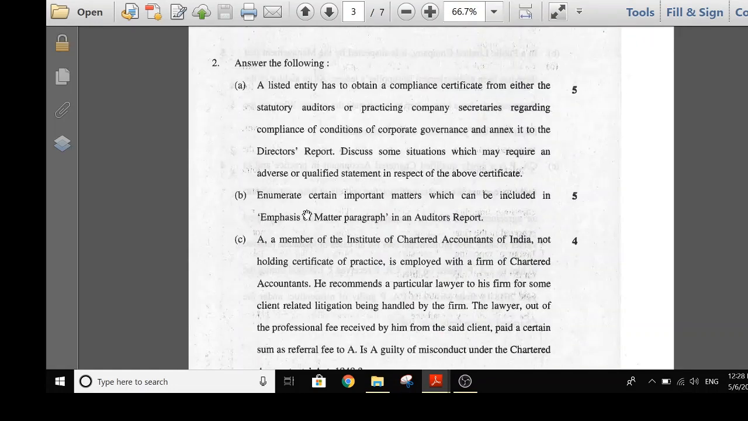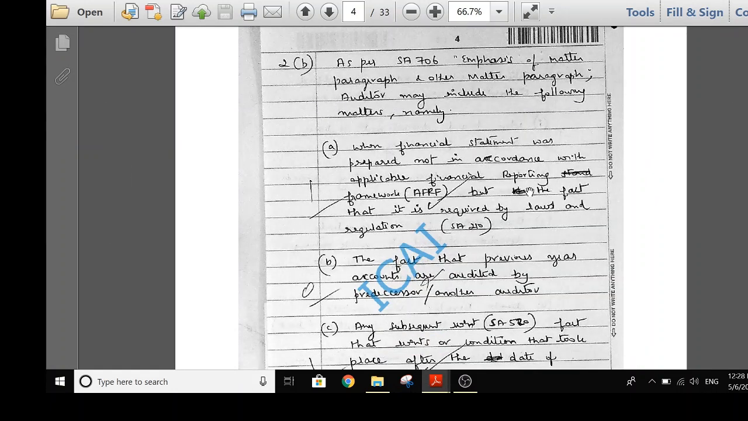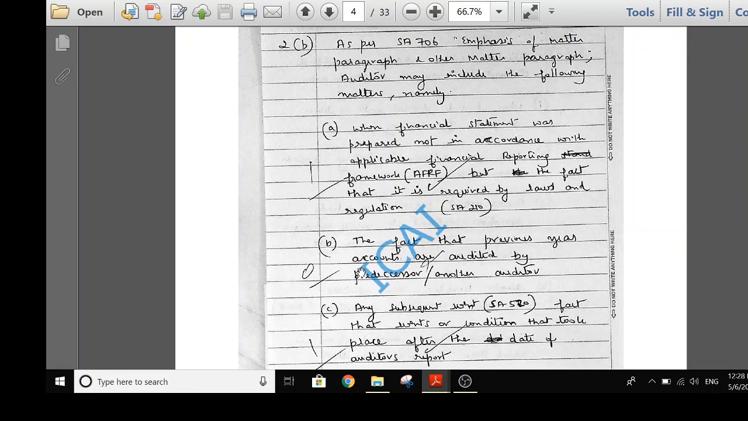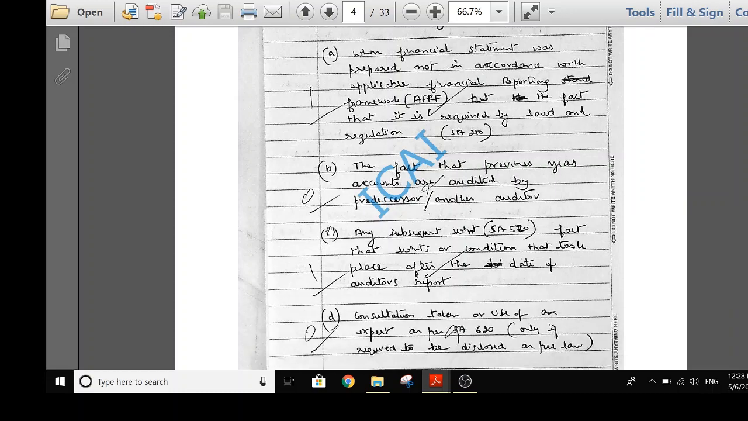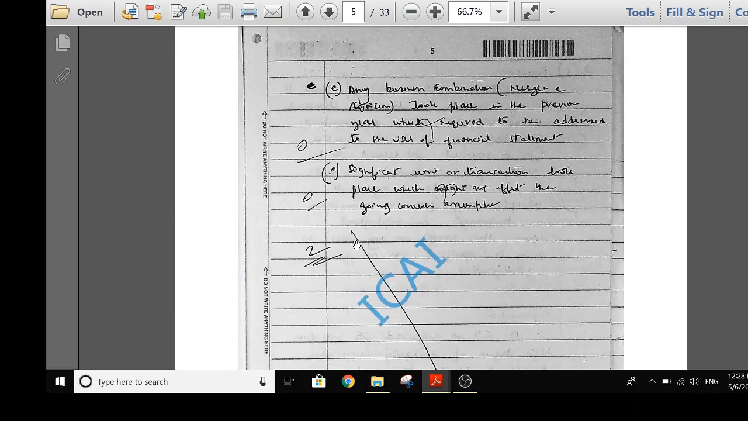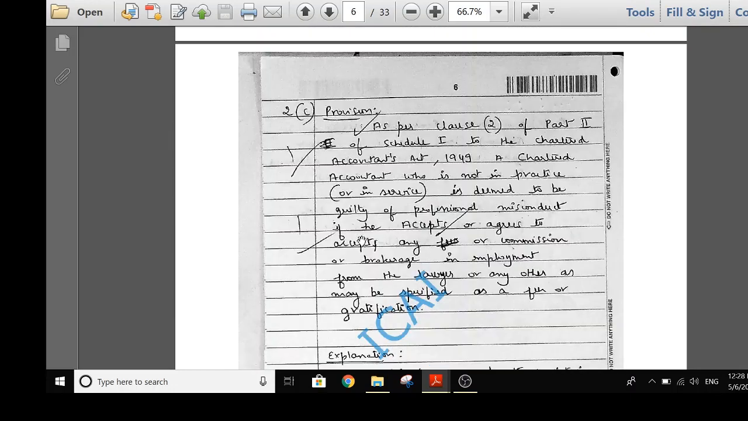The second question was, what are the matters that can be included in the emphasis of matter paragraph? And that was asked for 5 marks. So all you need to write is 5 points. I did not know the answer, so I had written 2 correct points for this, and for 2 correct points I got 2 marks for that question.